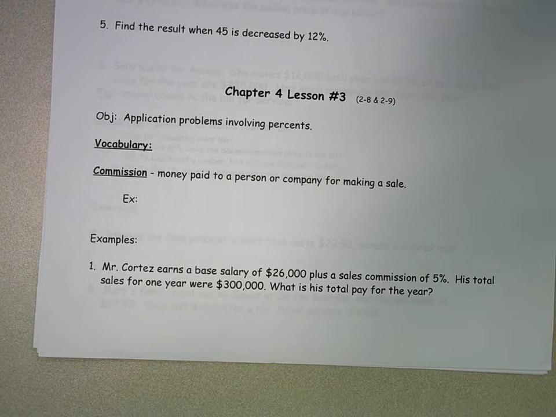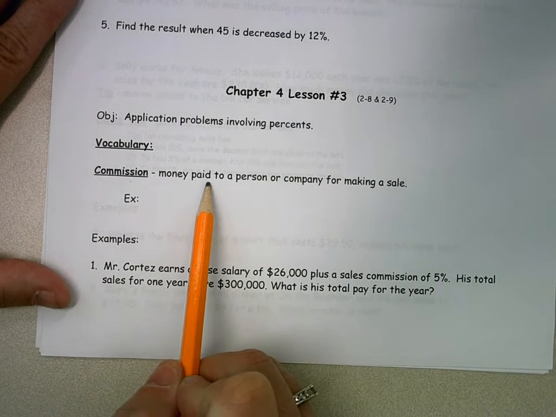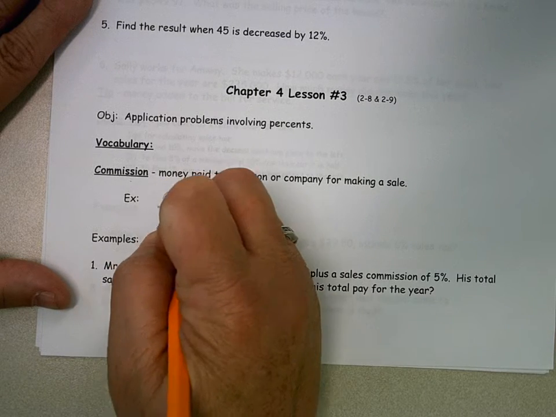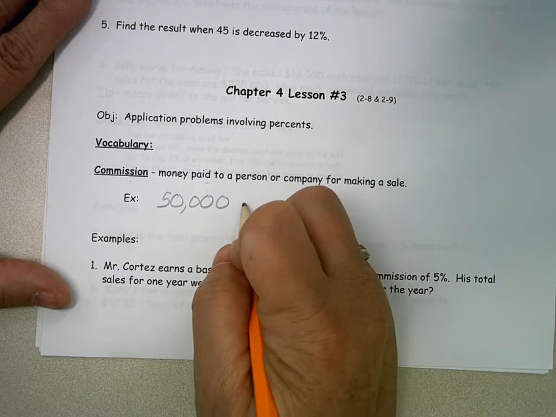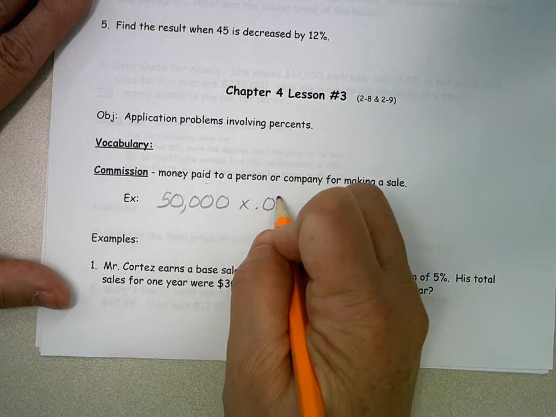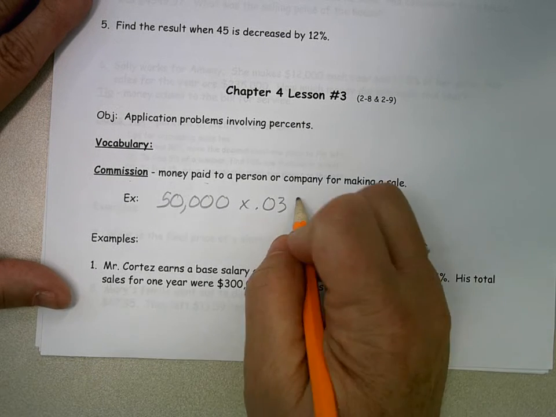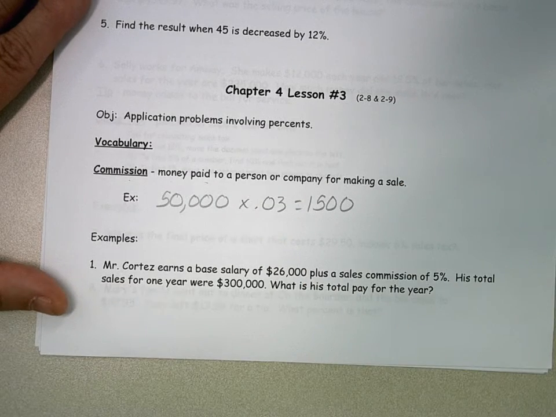Chapter 4, Lesson 3 is application problems involving percents. Commission is money paid to a person or company for making a sale. Let's say you sell your house for $50,000 and the real estate agent makes 3% of that. You would have 50,000 times 3%, which is 0.03, and that real estate agent would make $1,500.